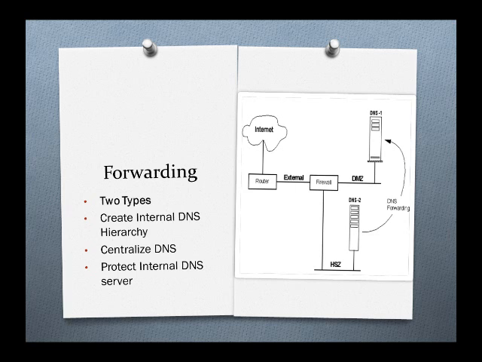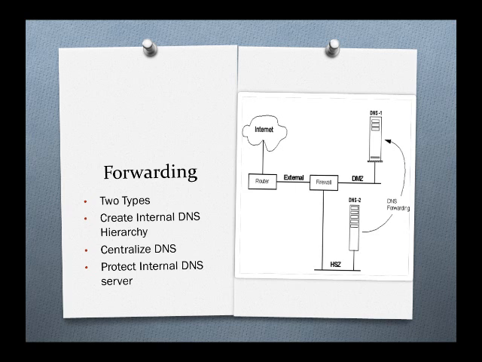There are two types of forwarding: standard and conditional. Standard forwarding instructs a DNS server to forward all queries for DNS domains not hosted on a server to another server or servers. Conditional forwarding instructs a DNS server to forward non-authoritative queries for a specific non-hosted domain to a specific DNS server or servers.